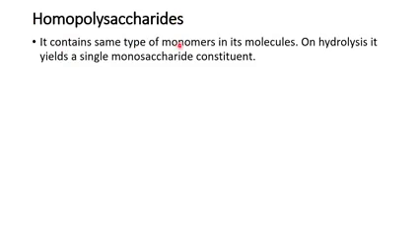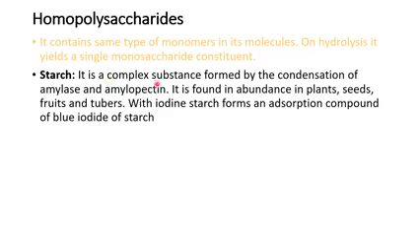So they contain the same type of monomers in their molecules, and hydrolysis gives only a single monosaccharide constituent. Okay, for example, starch. It contains only glucose, so they will have only 1 type of monomer. Okay, starch. That's the starch.